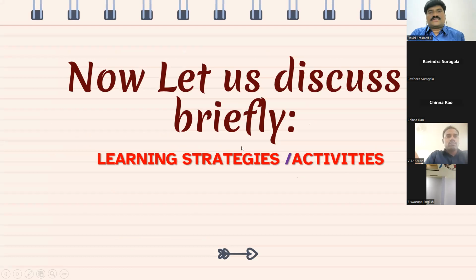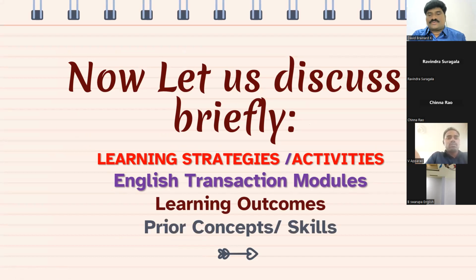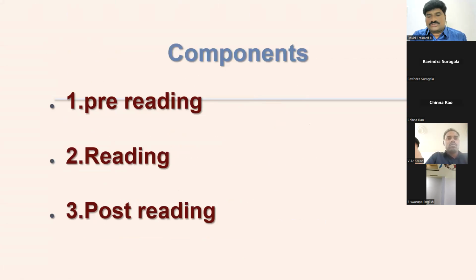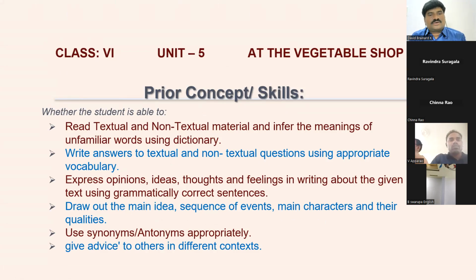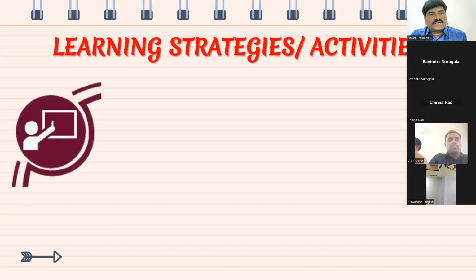We had seen the learning strategies. We have seen English transaction modules. We have seen learning outcomes and prior concepts and skills. And later we have seen picture interaction and finally the reading transaction of the lesson. We have discussed briefly about pre-reading, reading and post-reading. For post-reading, we have just seen one screen, and we have already seen the prior concepts and skills that have been discussed. And most importantly, this is what we have discussed: I do, we do, and you do.